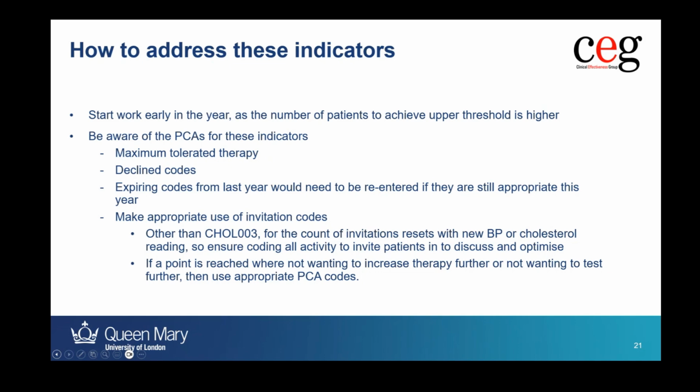So how should you actually try and address these 9 indicators? As we've discussed, trying to start work as early in the year as you can, I think, is going to be important here, because the number of patients you've got to achieve the upper threshold is higher. And being aware of the really important PCAs here is going to be really useful as well. So being aware of maximum tolerated therapy as a code and adding that in, so that if they are on a statin and they're on ezetimibe or they're on other medications and you just can't hit that LDL target and they can't tolerate other medications, use that code and it will show that you're doing the work and you're trying your best, and it will bring them out of the denominator.